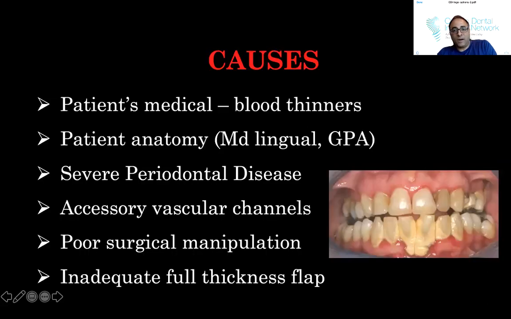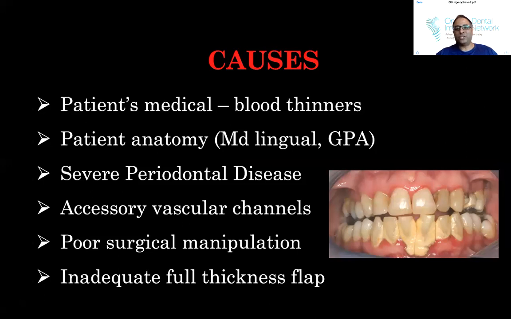The key is not to get in there, but the causes are typically the patient's medical status, so the patient's on blood thinners, and the anatomy, which I just went through. When there's severe periodontal disease, you will get a lot of bleeding. Until you remove all that diseased tissue, the bleeding is going to continue. Accessory vascular channels are possible, and in many cases, we don't see them. That's why a CT can often pick that up.